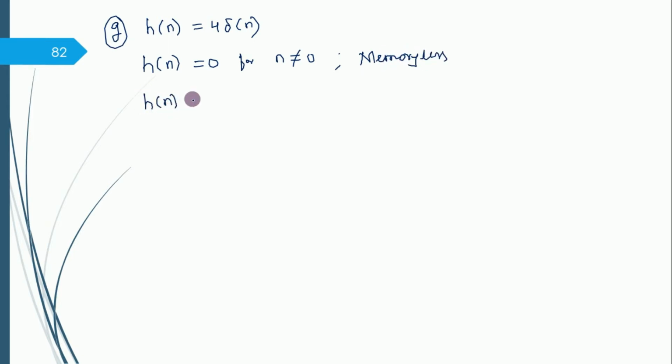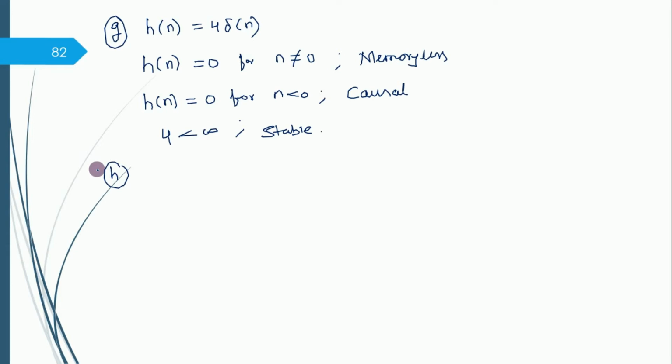h of n equal to 0 for n less than 0 is the condition for causality. Now you can check: delta of n may exist only at n equal to 0, so for n less than 0, h of n is 0 itself. Hence it is a causal system. Now coming to stability, you know it's a constant. When it is a constant, it should be less than infinity. Hence it is stable. You can directly come to the conclusion that it is a stable system.